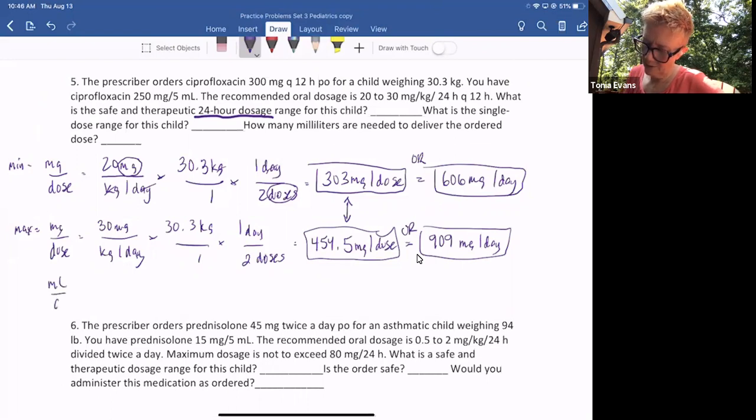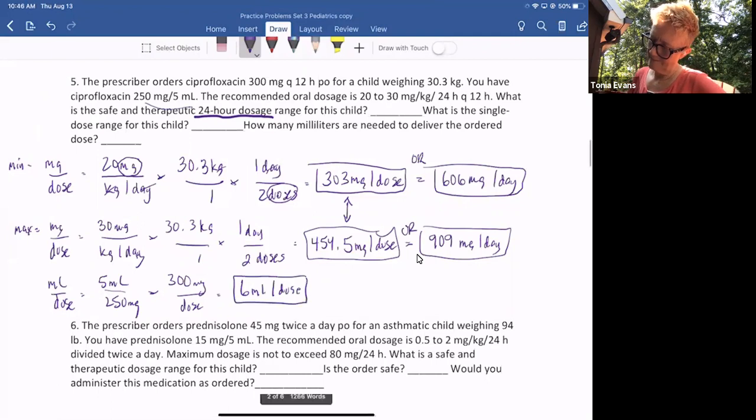And how many milliliters are needed to deliver the ordered dose? So I want to know milliliters per dose. And I know that 5 mLs is 250 milligrams. And I've got 300 milligrams per dose. Y'all can do this with your eyes closed, right? Five times 300 divided by 250 equals 6 milliliters per dose. Okay.